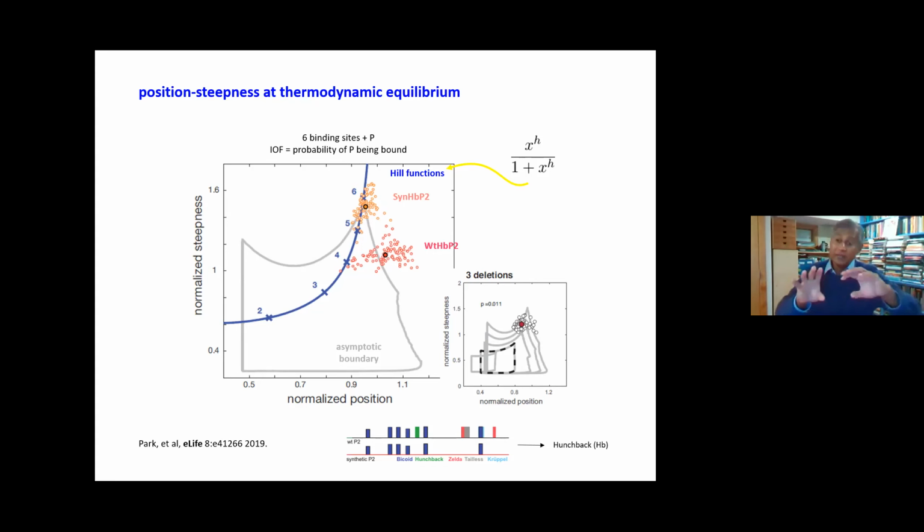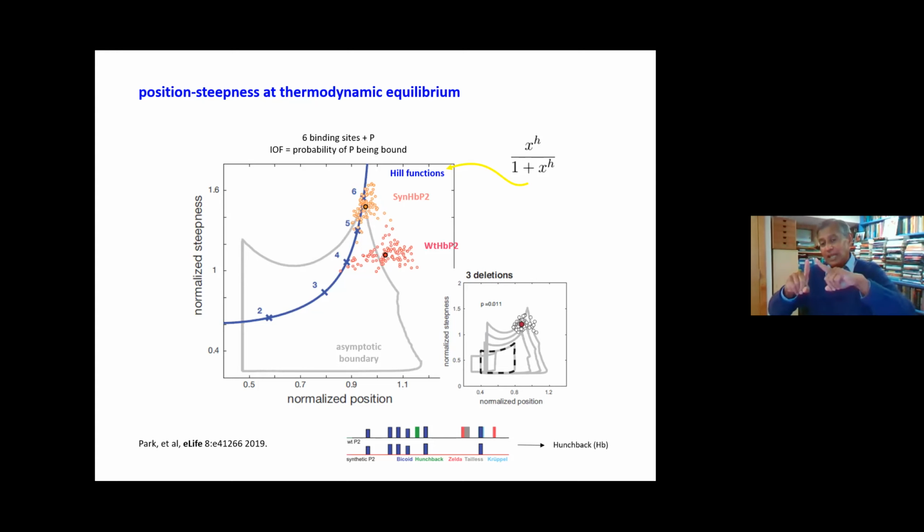And what you find is if you let the parameter range increase, then this region moves apart and then stabilizes. What I'm showing you here is the asymptotic boundary. And what's interesting about this boundary is that if you look at this cusp, it falls on this blue line. What is the blue line? That's the position and steepness of the hill functions.